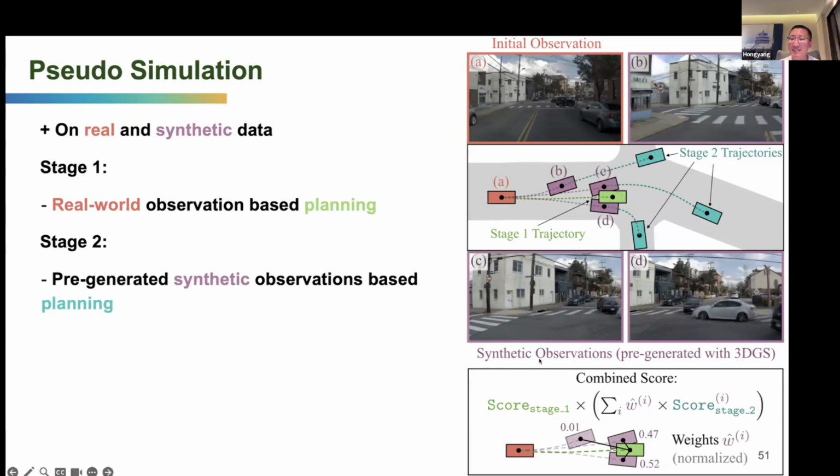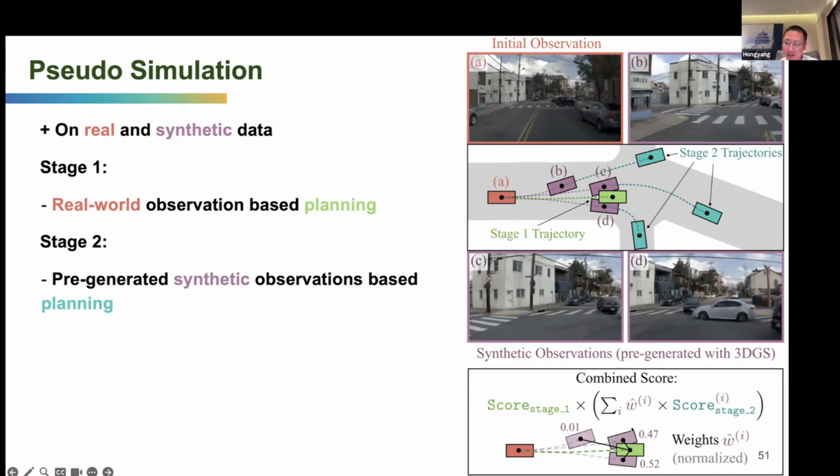Purple means synthetic observations, pre-generated with the method called MTGS from the second piece of work I presented earlier, or other 3D Gaussian splatting work. The combined score, what we call the PDM score, is used to evaluate any end-to-end algorithm's performance. The score is combined, or multiplied, with the green real one with different weights.